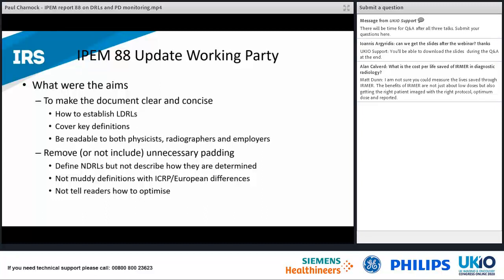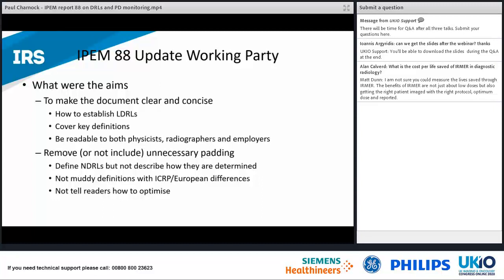We also want to cover key definitions, especially those where there may be a little bit of confusion that we're aware of in speaking to the community, that we really want to make clear. Differently to the previous document, which I think was pretty much aimed at the medical physics community, we want this to be readable, not just to the physics community, but to radiographers and employers as well.